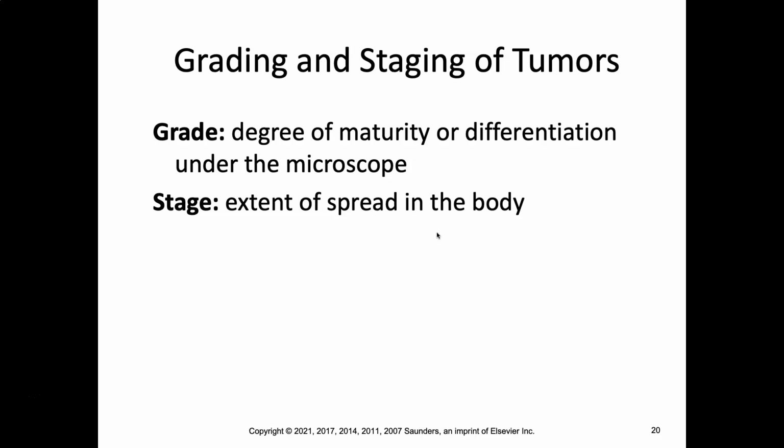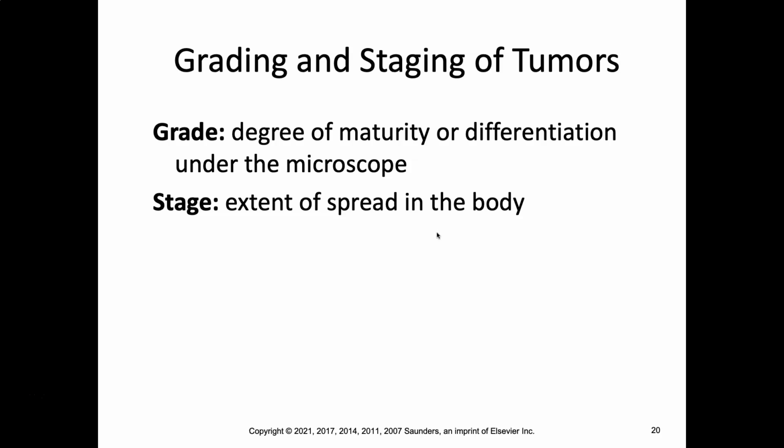Grading is the degree of maturity or differentiation under the microscope of those cells. The better differentiated the cells are, the less aggressive they tend to be. The poorer differentiated the cells are means the more wild, the more aggressive that cancer is going to be. Then you get to stage. Stage is how has it spread in the body. And your book goes over both of these on page 757.